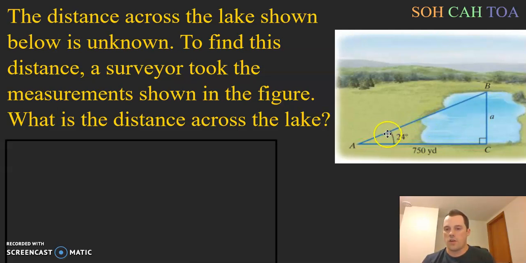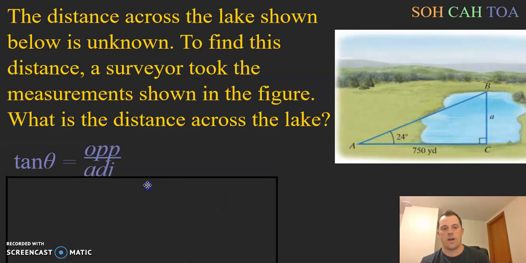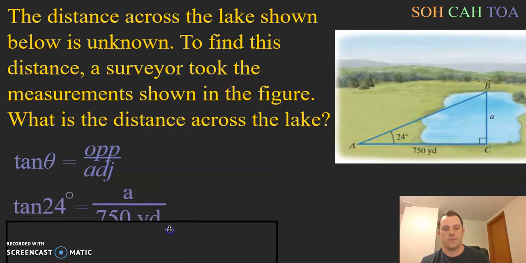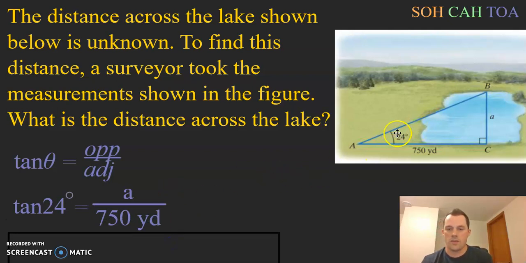So this is our angle here, 24 degrees. A is opposite of our angle. 750 yards is adjacent. So since we have opposite and adjacent, that means that we're using our tangent function here. So we've got tangent of theta is opposite over adjacent. So we go ahead and plug in 24 degrees and 750 yards into the right spot.